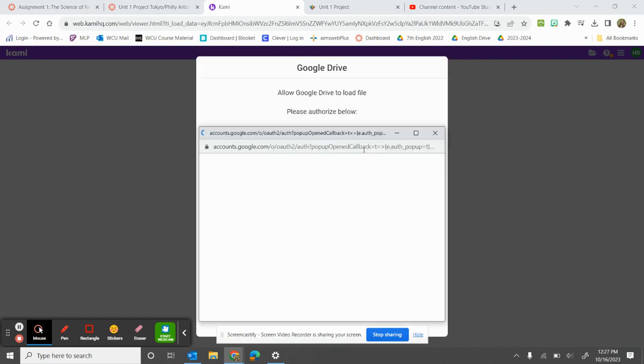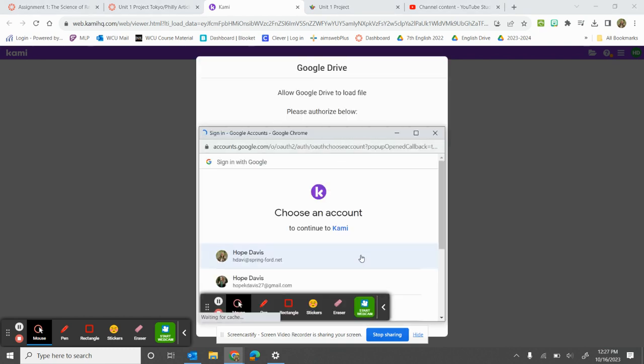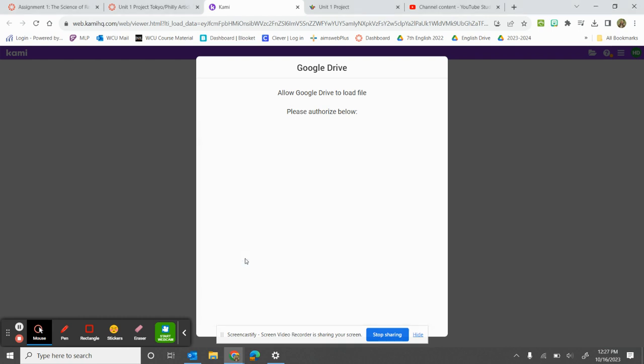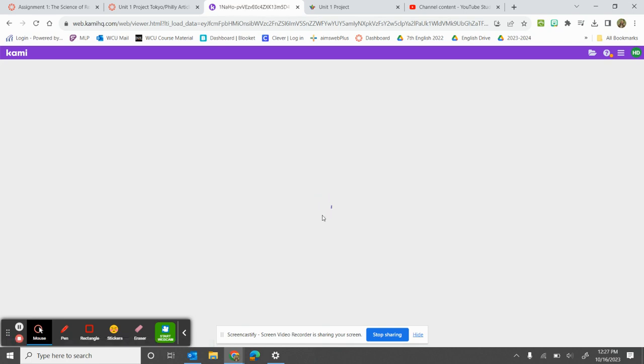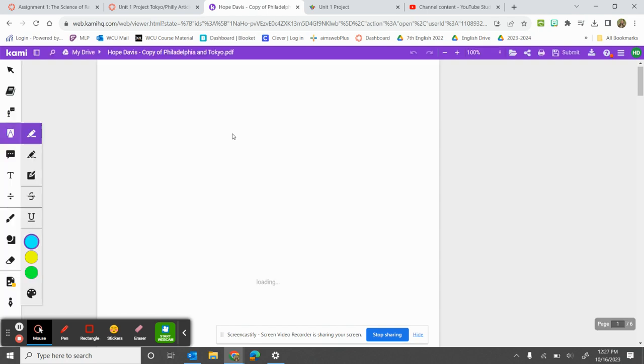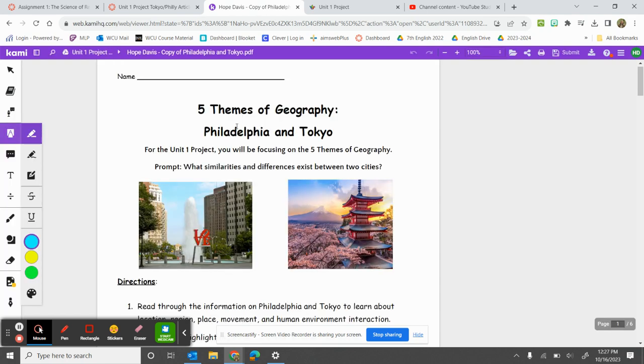If it's not already authorized in Kami, make sure you're doing the following steps. Connect it to your Springfort account, and then it should load. So once it loads, it's going to bring up a 5 themes of geography, Philadelphia, and Tokyo packet. Each one of you has this in your project folder.